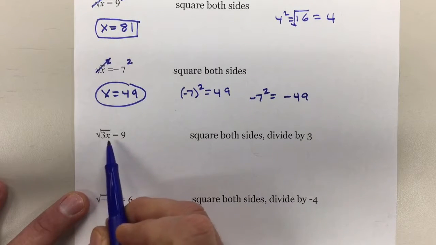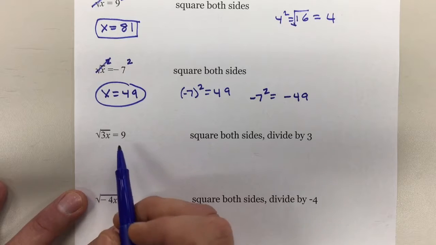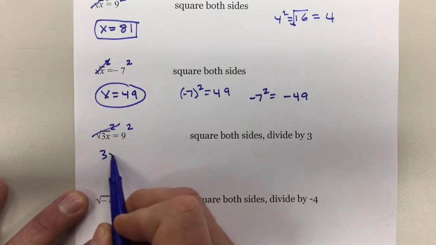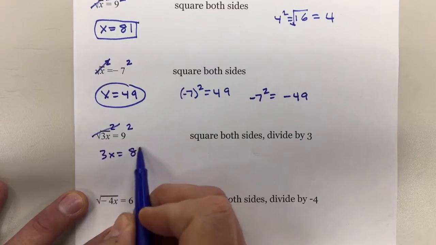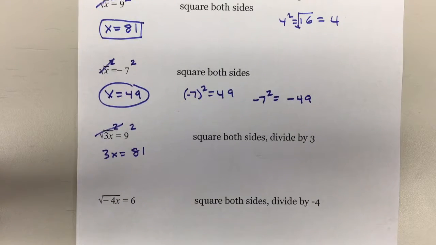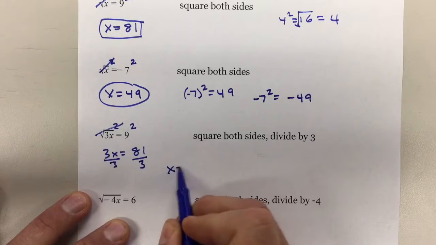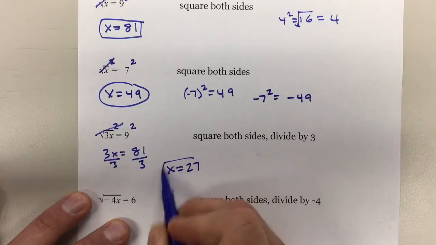Here, there's more than just x inside the square root, and that's okay. We're still going to square both sides first. It's going to give me 3x equals 9 squared, which is 81. And then we're going to divide both sides by the 3. 81 divided by 3 is 27.